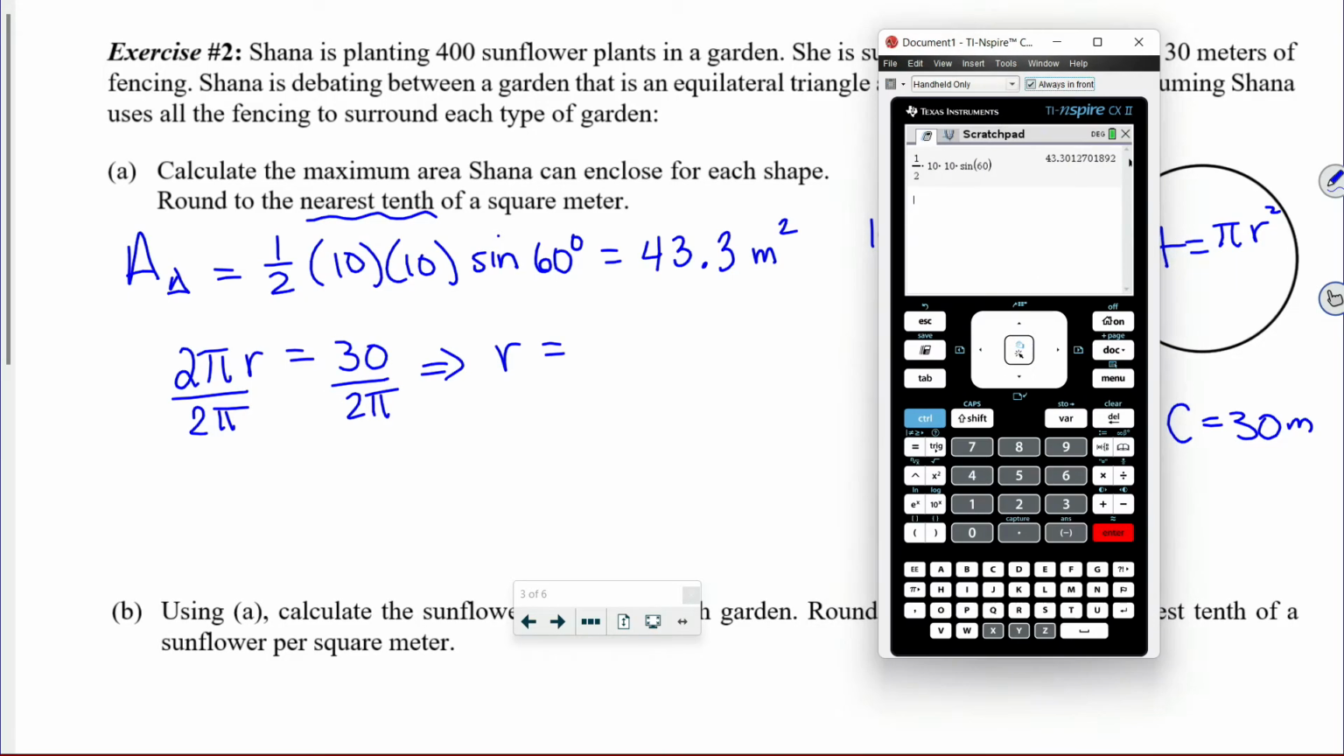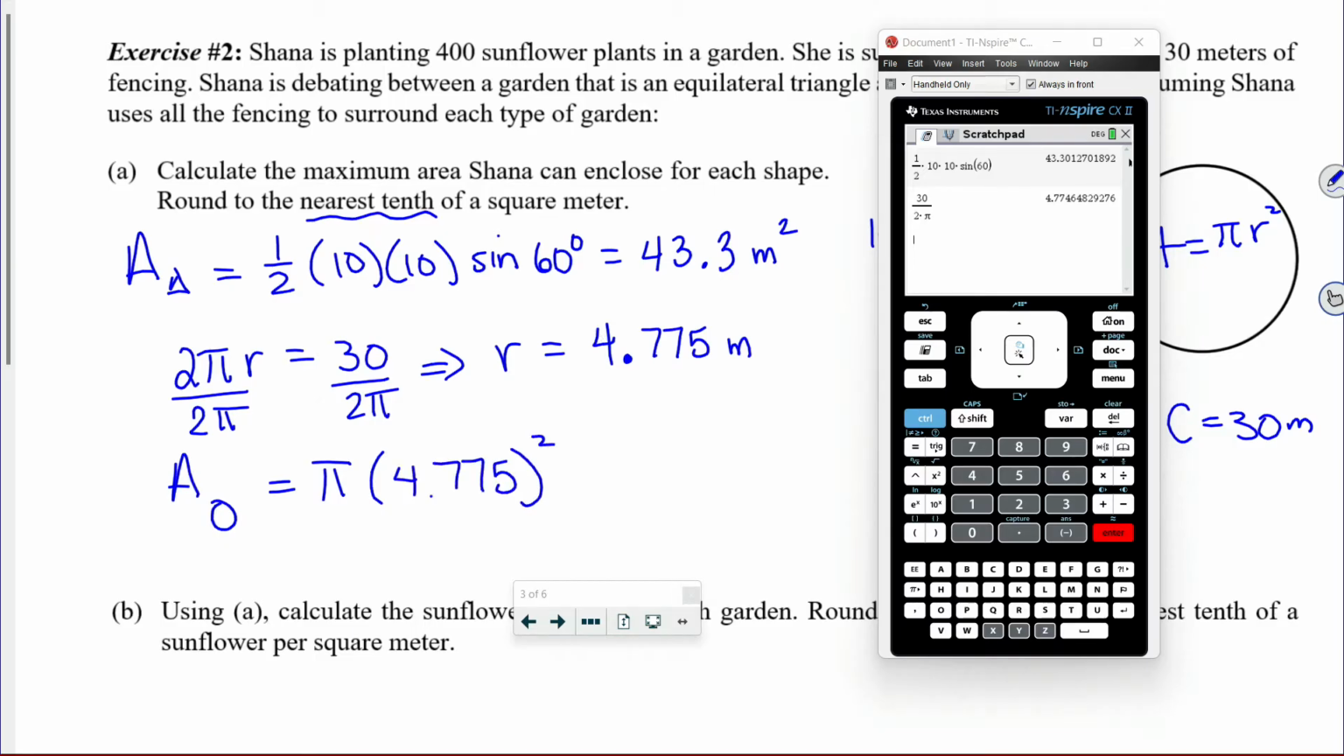So let's do that really quick. I'm going to use my fraction again just to make sure that I properly divide by 2 pi. All right, we've got 30 divided by 2 pi. I hit enter, and the radius of my circle is going to be 4.775 meters, let's say. And that's all I'll need now to figure out the area. The area of the circle is going to be pi times 4.775 squared. So let's just do pi times my answer squared on my calculator. And that gives me 71.6 square meters.